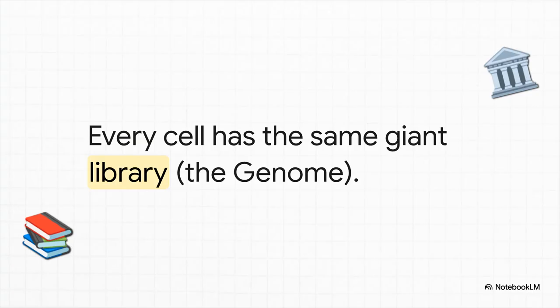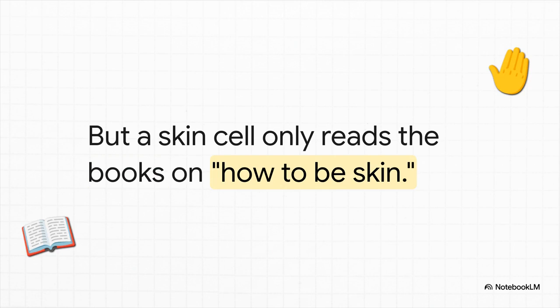cell becomes. The easiest way to wrap your head around this is with a really simple but powerful analogy. Think of the genome inside every one of your cells as a giant library. It contains every book ever written on how to build and run your entire body. Now, a skin cell walks into this massive library, but it doesn't browse around. It goes straight to a specific aisle and only reads the books titled How to Be a Skin Cell. It completely ignores all the other sections.